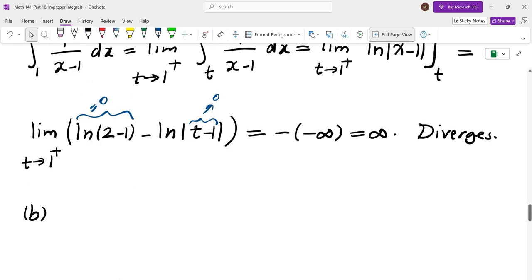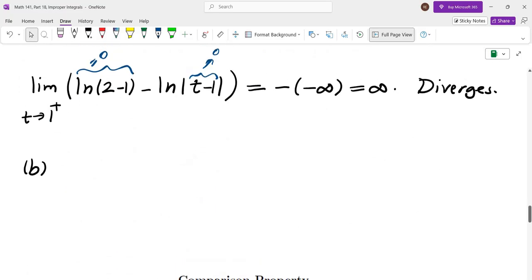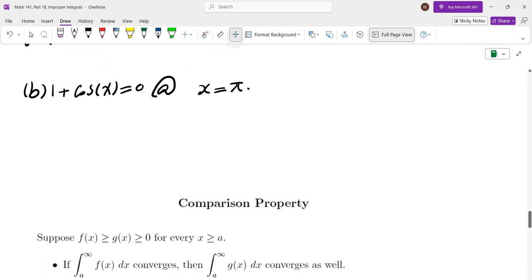So let's look at the next one. If you look at the next one, the limits of integral clearly are not unbounded. They are not infinity or negative infinity. So we have to look at points of discontinuity. So when is this discontinuous? Well, when we have a 0 at the bottom, we have a discontinuity. So 1 plus cosine of x is 0 at x equals pi, because cosine of pi is negative 1.